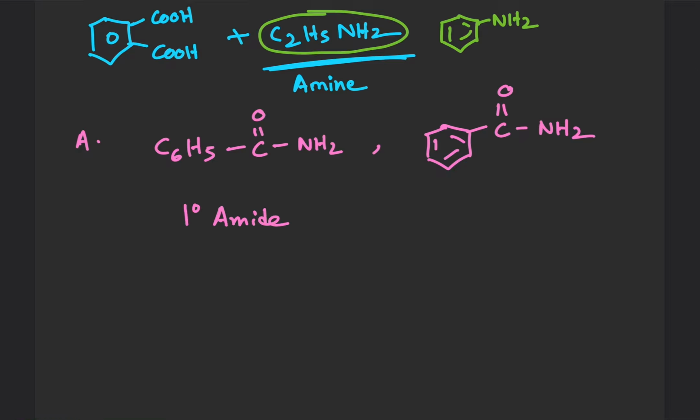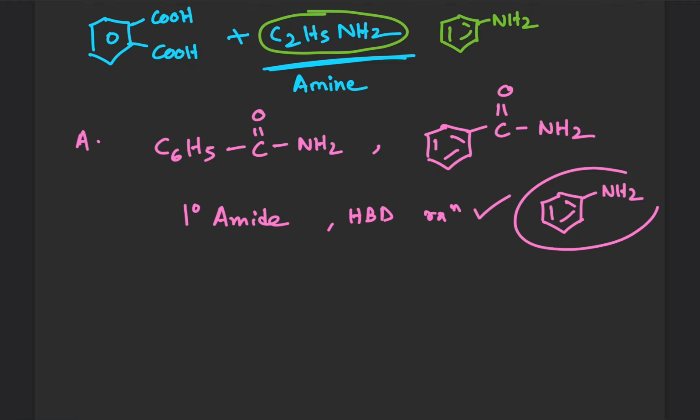As you can see, nitrogen is attached to one carbon. Okay, so therefore it will show Hoffman bromamide degradation reaction, and as a result of that reaction we get NH2 and benzene ring, that is aniline, as the product. But this cannot be obtained by Gabriel Thelimid reaction because it is an aromatic 1-degree amine.